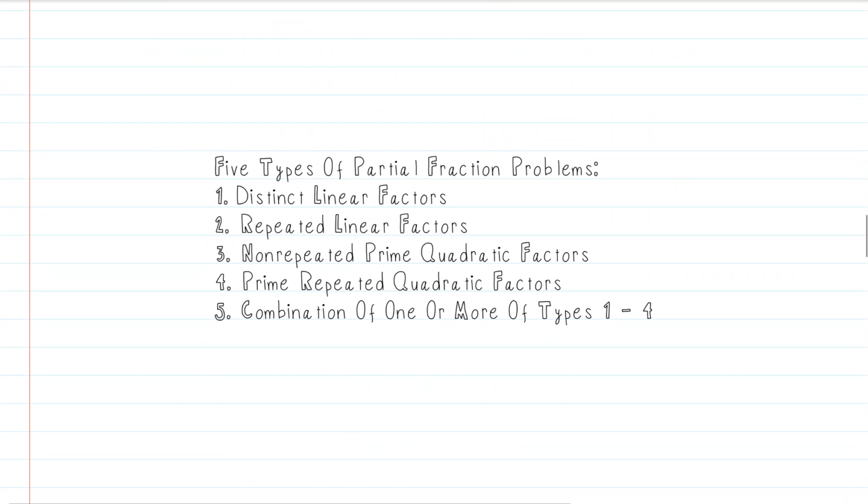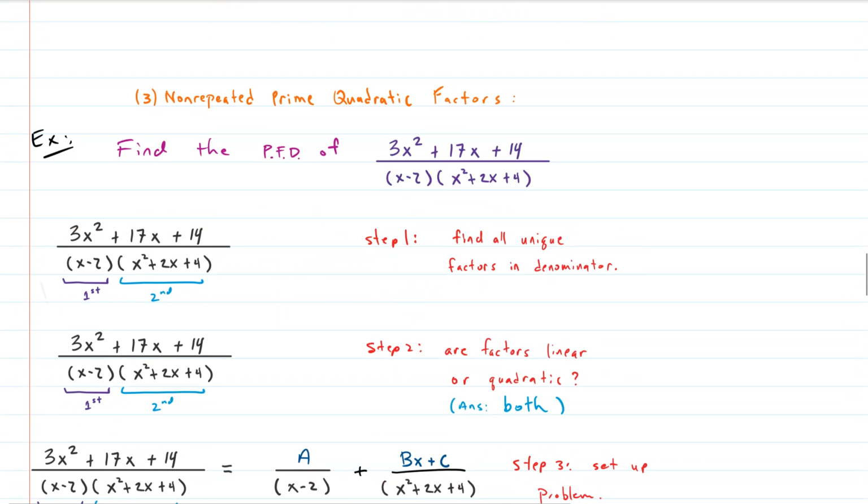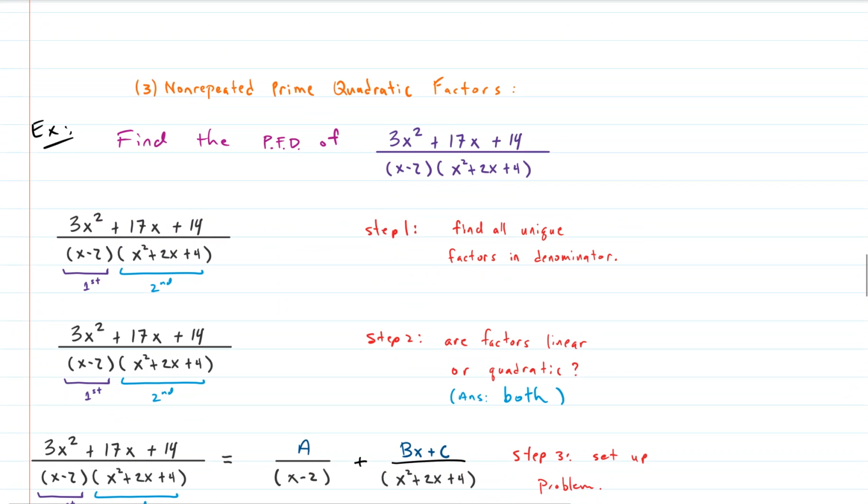So there are 4 different types of partial fraction problems. The 5th one is just a combination of all of them. Today we are doing one that focuses on number 3, non-repeated prime quadratic factors, but truthfully it's number 5 because we throw in a distinct linear factor. All right, here we go. Here's our problem.